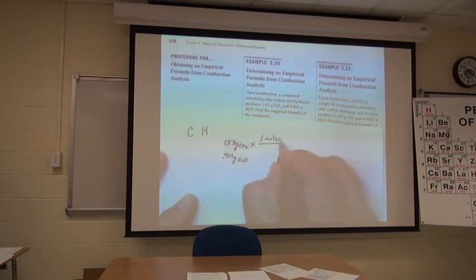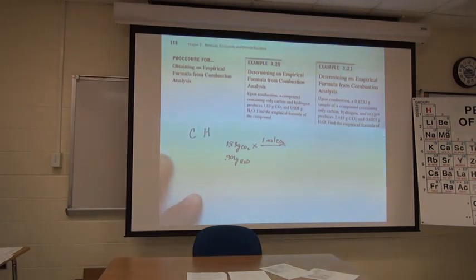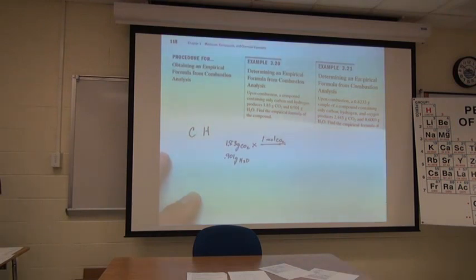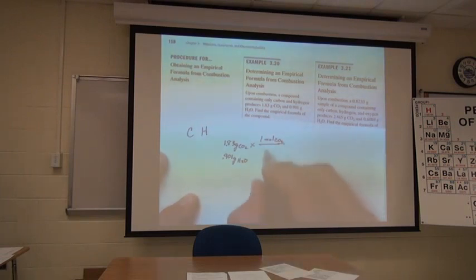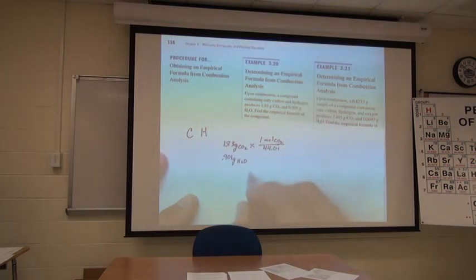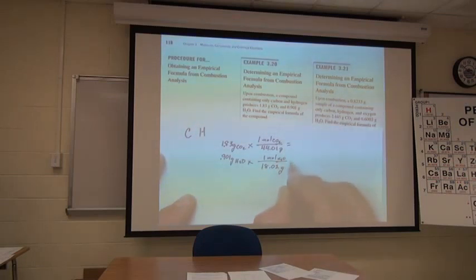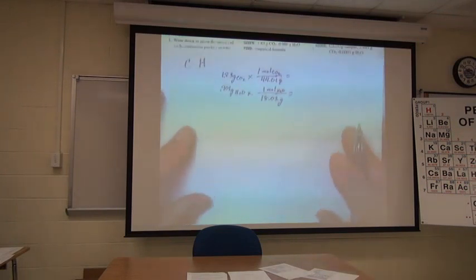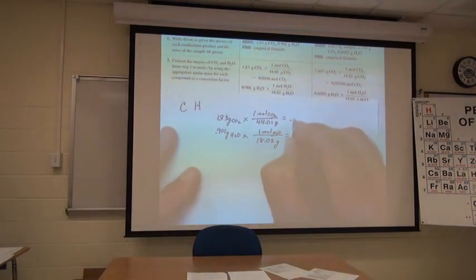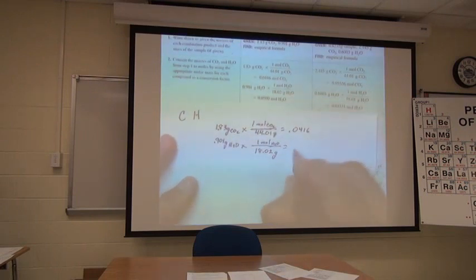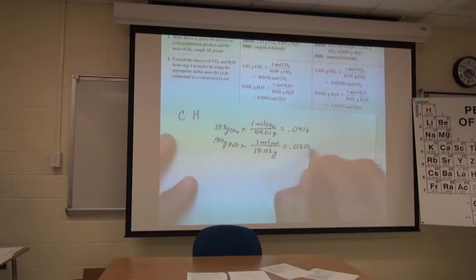A mole of CO2 weighs how much? Oxygen 16. 2 times 16 is 32, plus 12 is 44. Okay, 1 mole of water. 2 hydrogens is 2 plus 16. What's 2 plus 16? 18. Okay, I don't have a calculator, so I'm going to cheat. Look down here, this is 0.0416, and this is 0.0500.